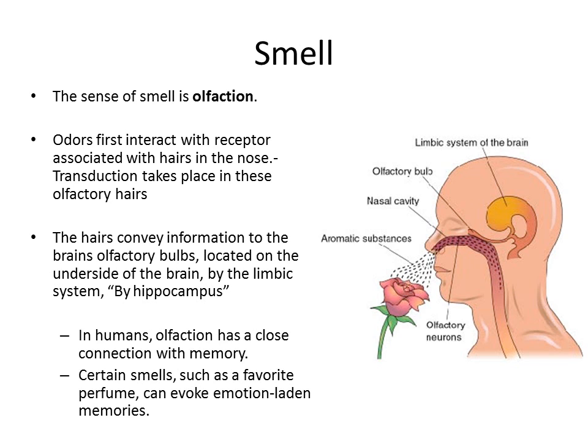Okay, in humans, olfaction has a close connection with memory. Certain smells, such as a favorite perfume, can evoke emotion-laden memories. Okay, so you have this person smelling the flower. You've got the olfactory neurons in the back of the nose there. That's where transduction takes place, right? And then it goes up to the olfactory bulb.